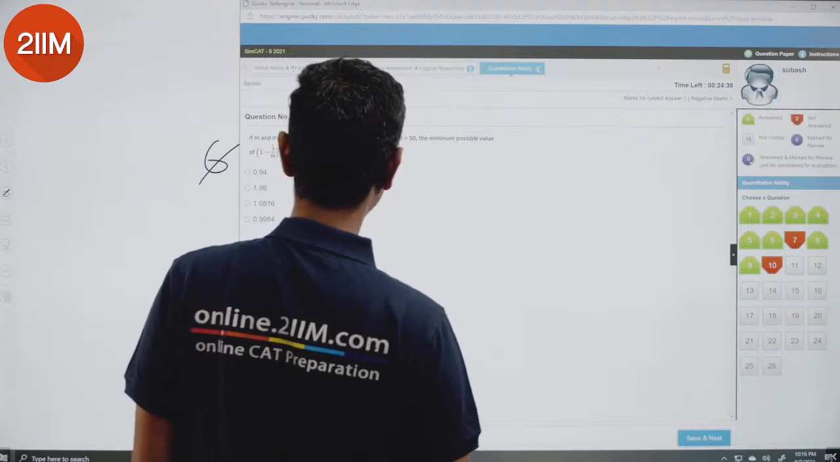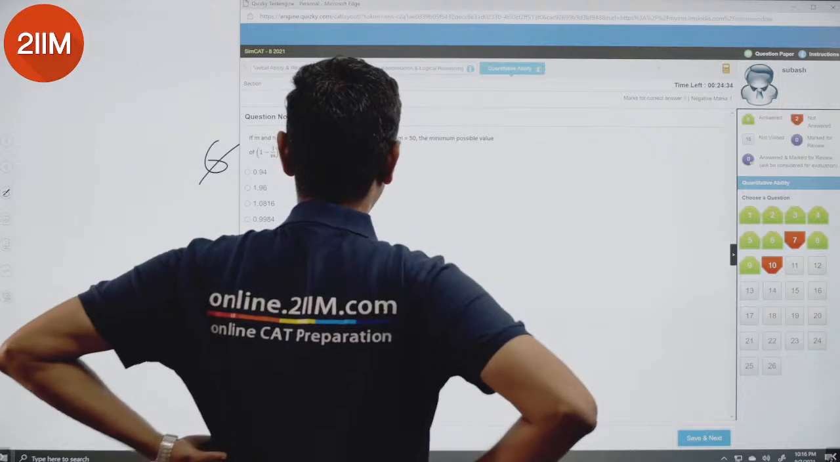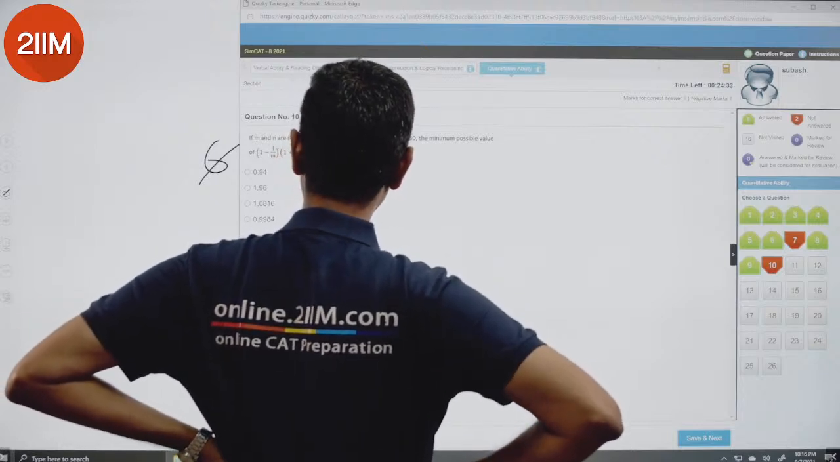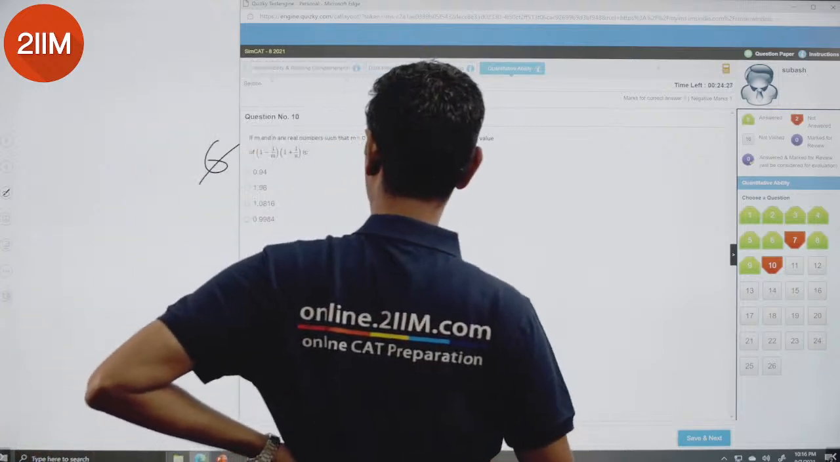M and N are real numbers, n minus m is 50, the minimum possible value of 1 minus 1 by m into 1 plus 1 by n. Nah, I'm not doing this.